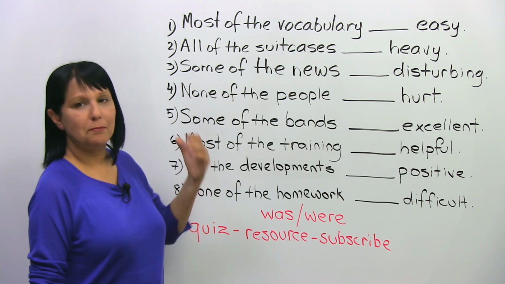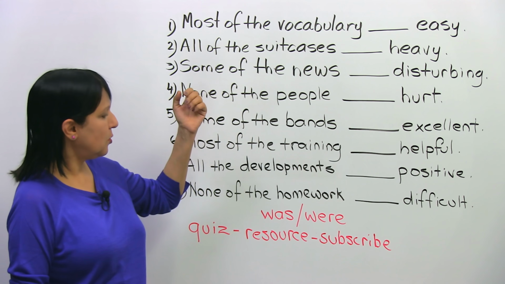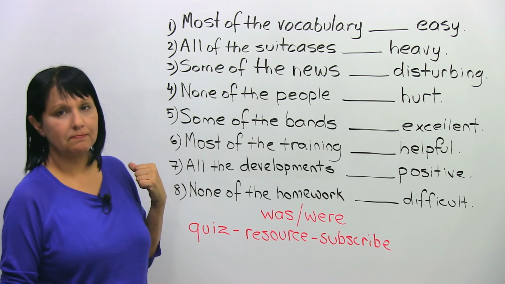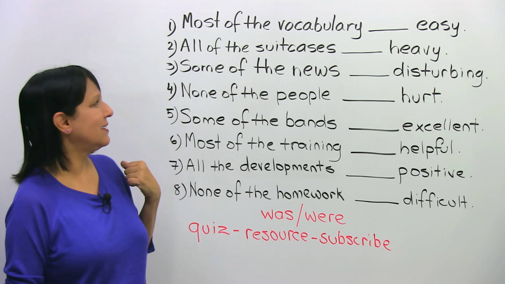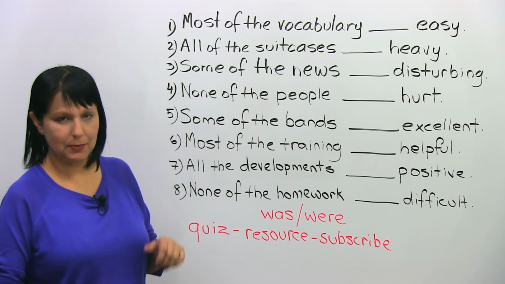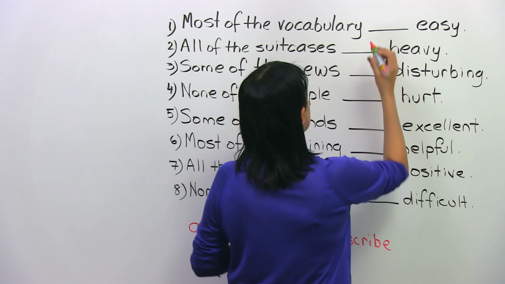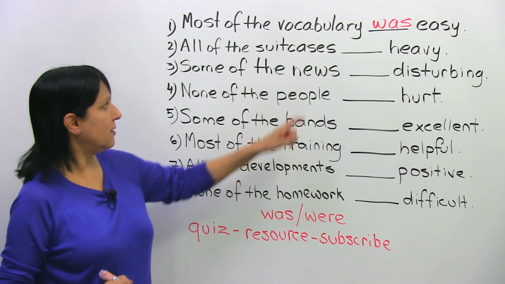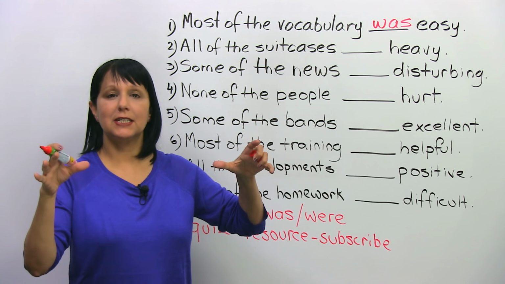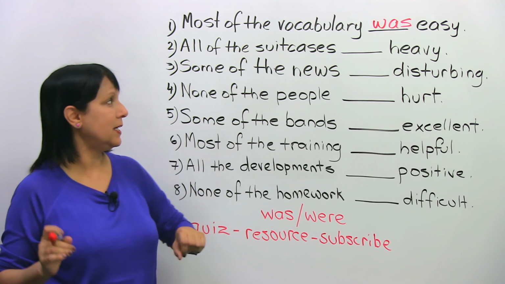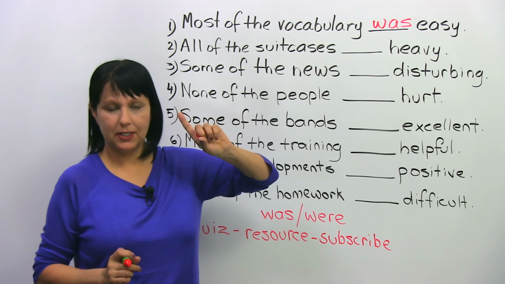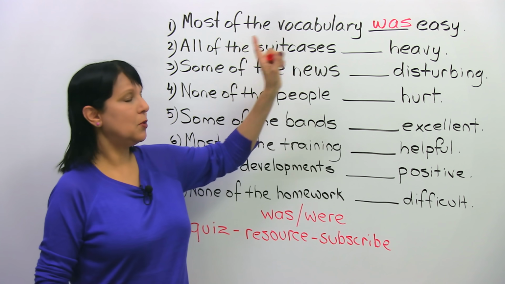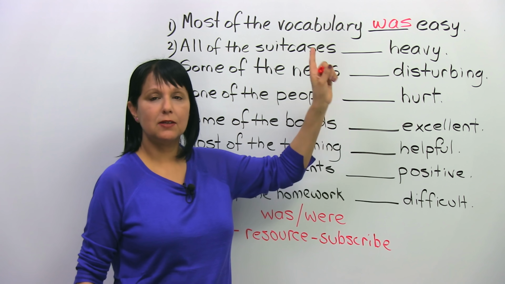Number 1. Most of the vocabulary was easy, or most of the vocabulary were easy. What should it be? Most of the vocabulary was easy. Vocabulary is considered one of those collective, uncountable words, okay? And therefore we use the singular. If it said most of the words, then it would be were easy. Most of the words were easy.